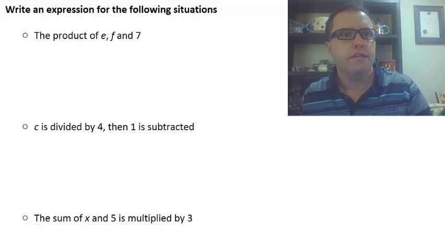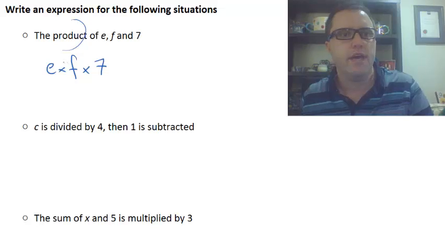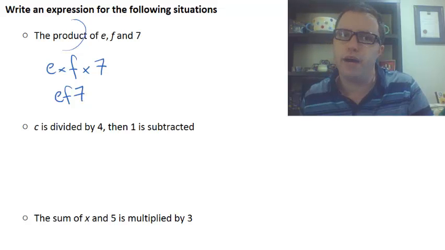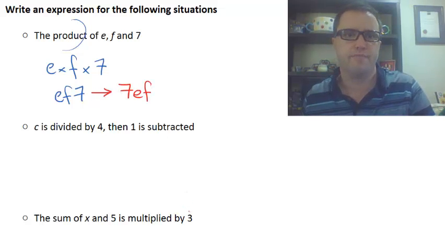Okay, so write an expression for these situations: the product of E, F, and 7. So remember, product means multiply. So that means E times F times 7. But remember we don't have any multiplication signs anymore. So we're just going to have E, F, 7. But in algebra, we like to write it with the number in front. So that's actually going to be 7EF.